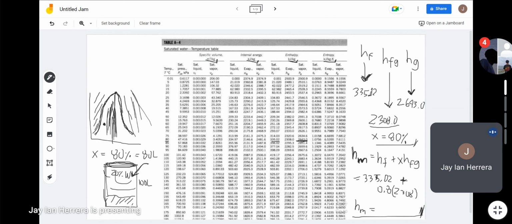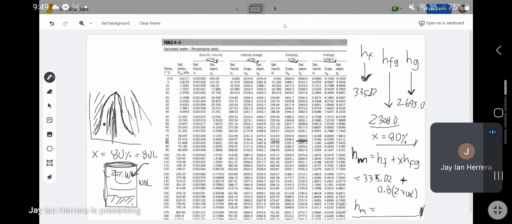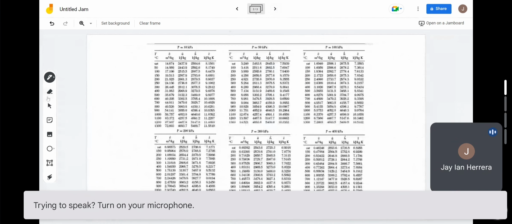Any questions ba, class? Before tayo bumalik sa processes of vapors. Ito muna pala bago yung vapors. Questions? So, pag nalito kayo, sabihin nyo lang, ulitin natin. Wala. Okay. So, punta tayo dun sa superheated steam na table.